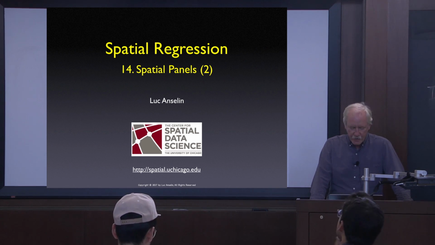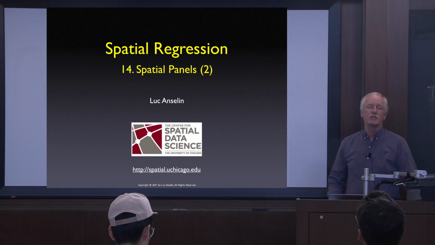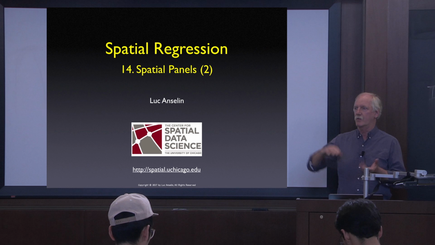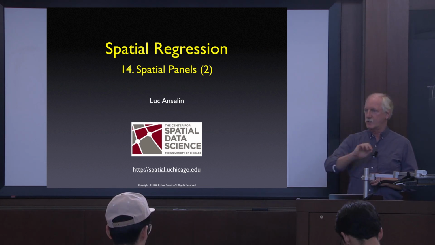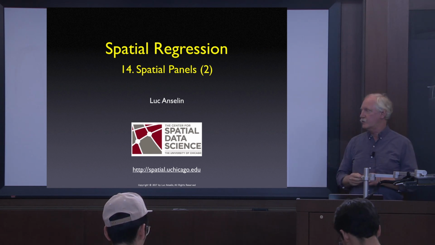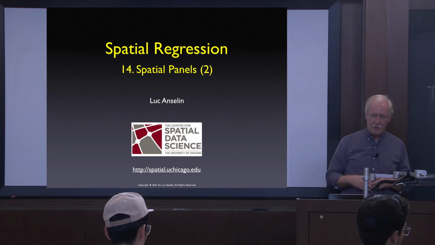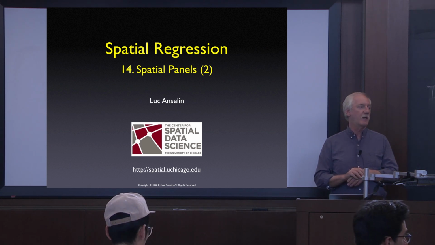So what we did last time was basically go over the data structure of spatial panels, which is in essence the traditional econometric panel structure flipped around. So the organization is one cross-section at a time for each time period rather than little time series for each cross-section. That's the typical paradigm in space. It's all flipped around.